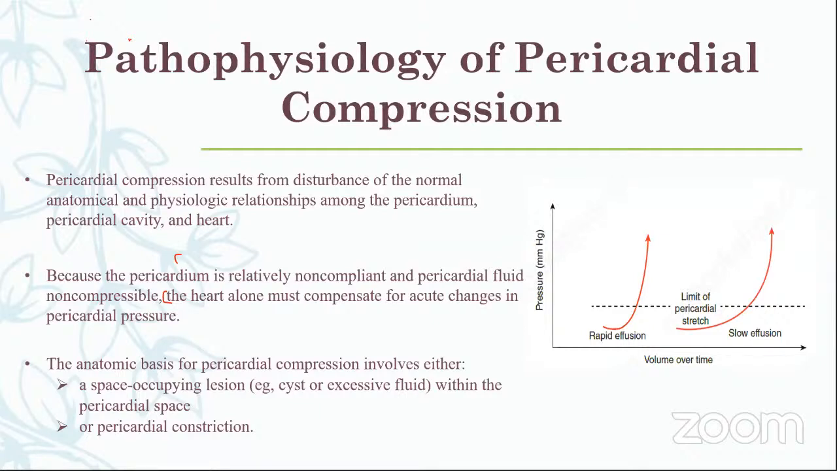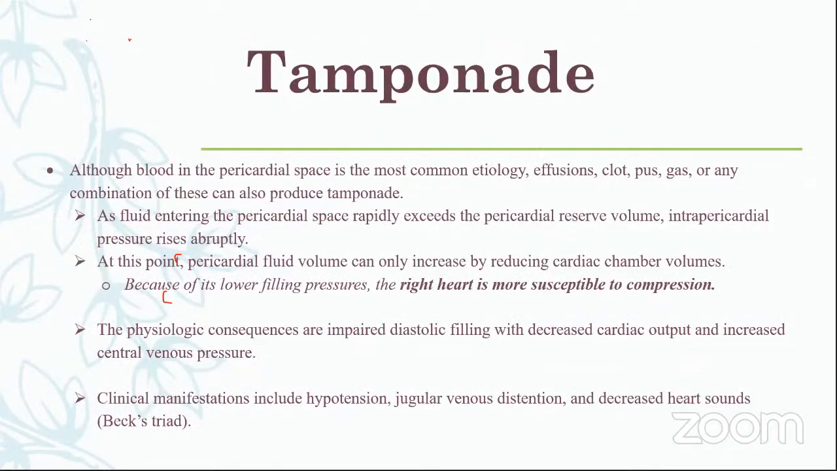However, in the chronic situation where there is a gradual accumulation of fluid, the pericardial space will accommodate a much larger volume of fluid up to the critical pressure. It can accommodate up to 1 liter if it is a chronic condition. So the anatomical basis for pericardial compression involves either a space occupying lesion within the pericardial space, either fluid or cyst, or pericardial constriction. We will start first with the tamponade.